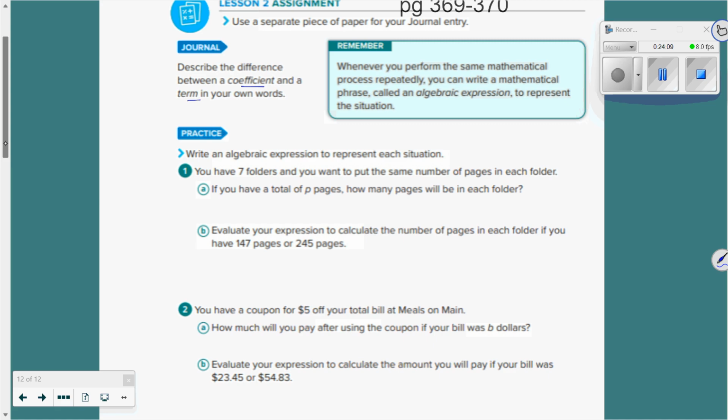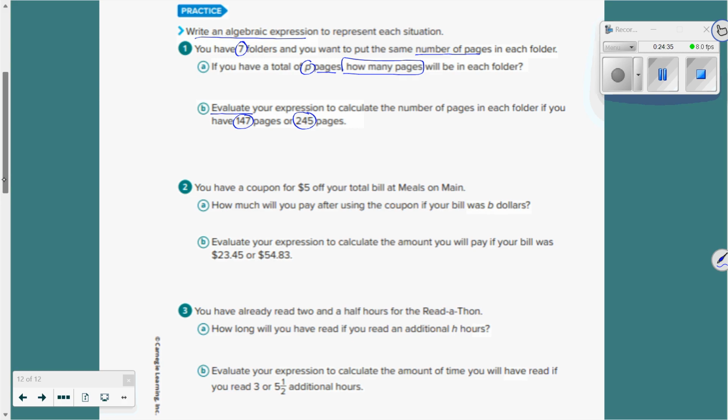This one, right, an algebraic expression representing each situation. So they've given you a piece, and I want to know the same number of pages in each folder. So they gave me a variable. How many pages will there be? You need to write an algebraic expression for that, and then the second part is going to be evaluating. Part A, I don't need a solution. I just need to have the expression written. Part B is where you're going to actually solve it. Same thing on part number 2. Then given $5 off your total bill, how much will you pay after using the coupon if your bill is B? And then evaluate.